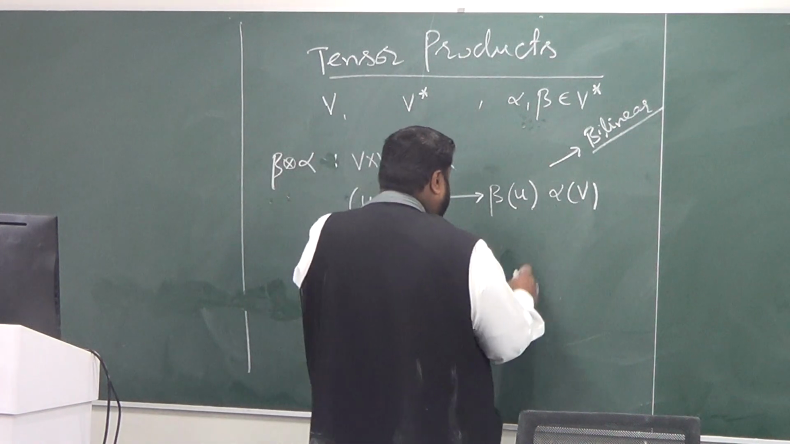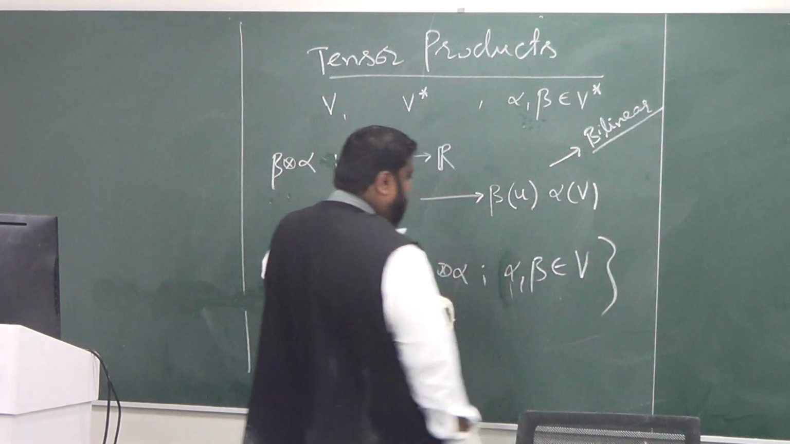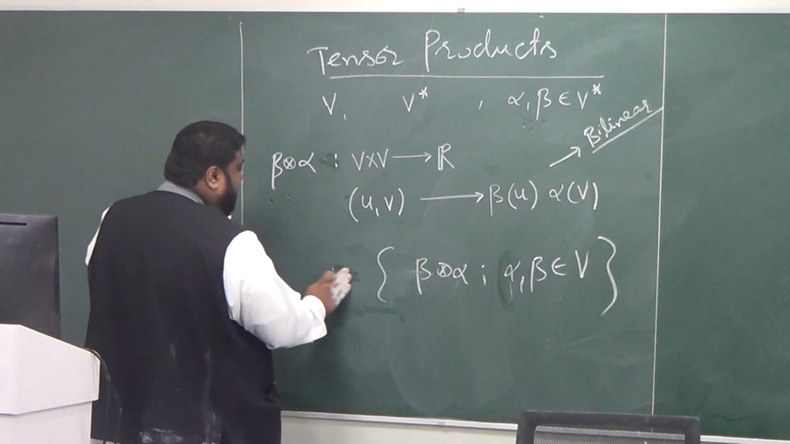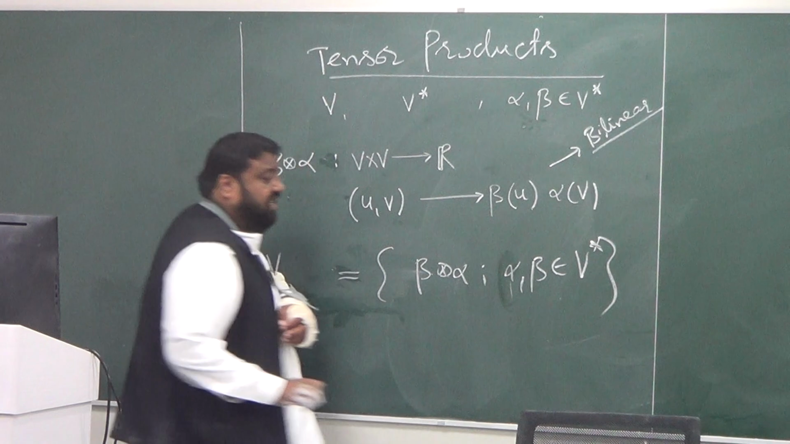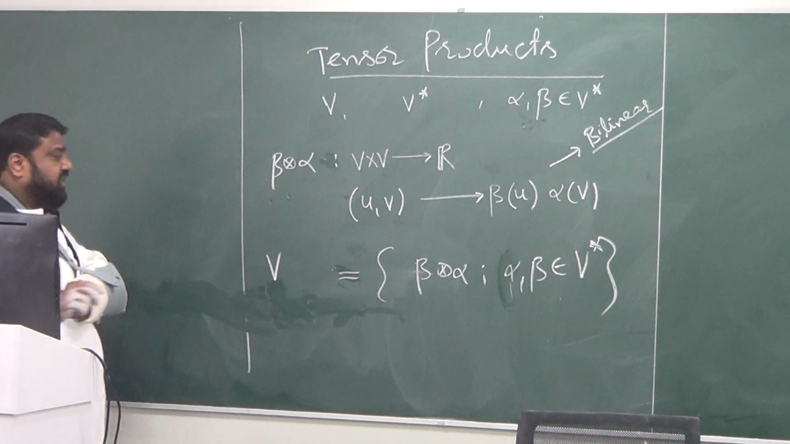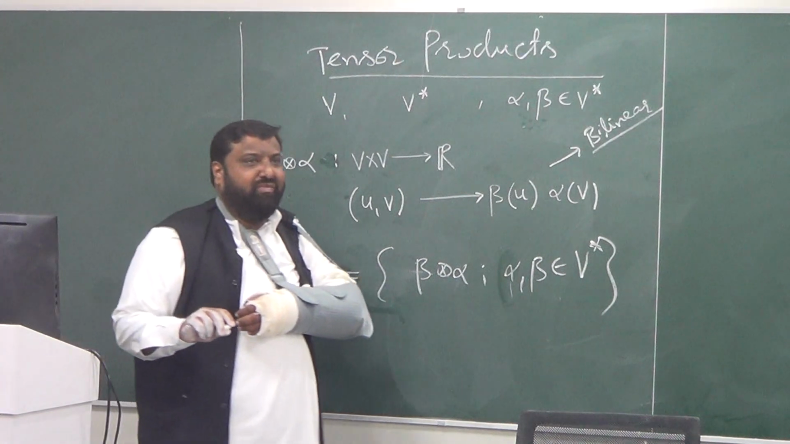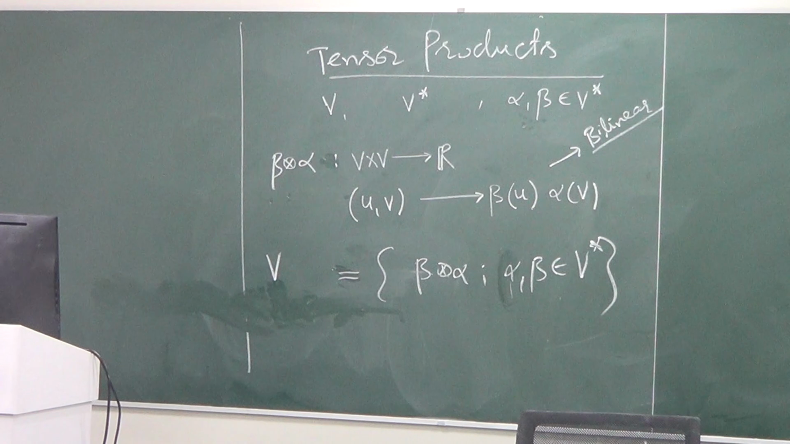Alpha comma beta belongs to V star. So it would not be V, sir, alpha and beta belong to V star. Okay, so these are from V star. So let's give it a name. What do you think? What should be the appropriate name for it? The natural one. So these are the bilinear maps. So what should be the name for it?